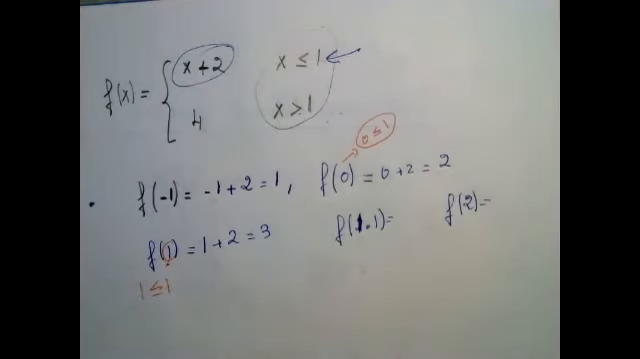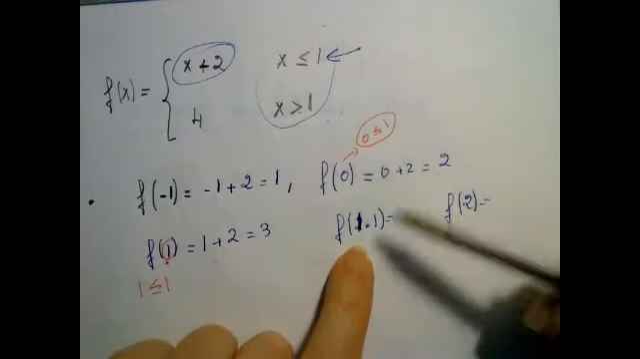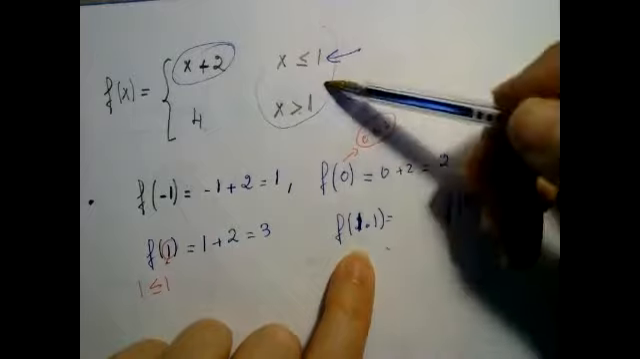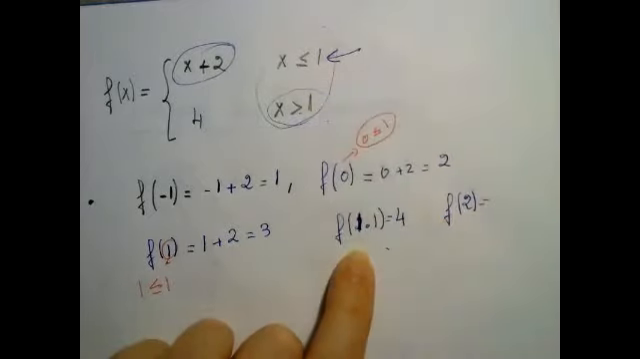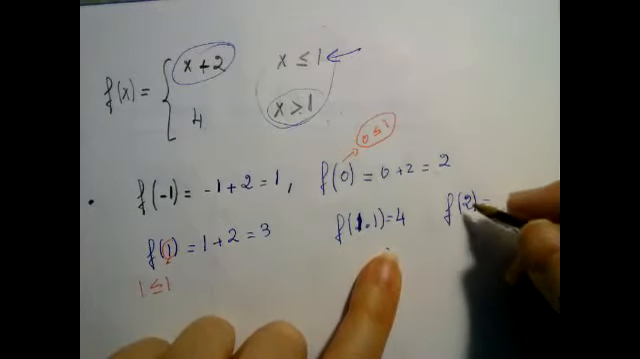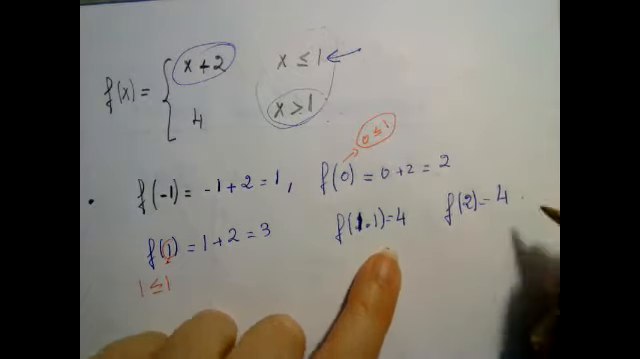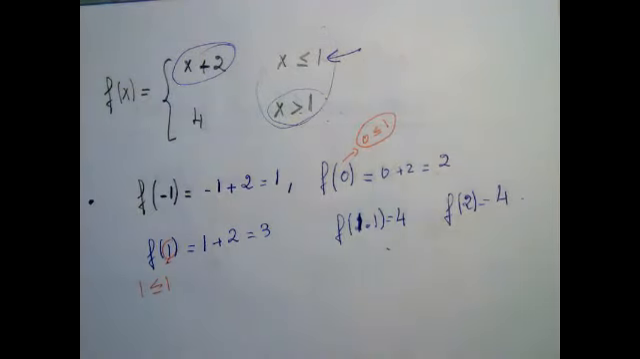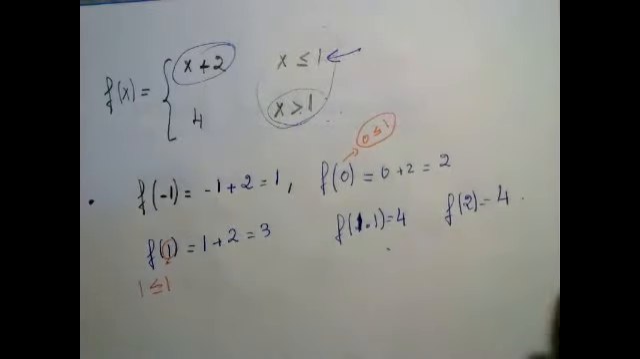What's f of 1 quickly? Yeah, it's 3. It's absolutely 3 in this case. What's f of 1.1? Again, you take 1.1, ask yourself which condition it satisfies. 1.1 is strictly bigger than 1. That's the 4. What is f of 2? 2 satisfies which condition? Strictly bigger than 1, so it's equal to 4. So that's how we read those types of functions, those piecewise defined functions.